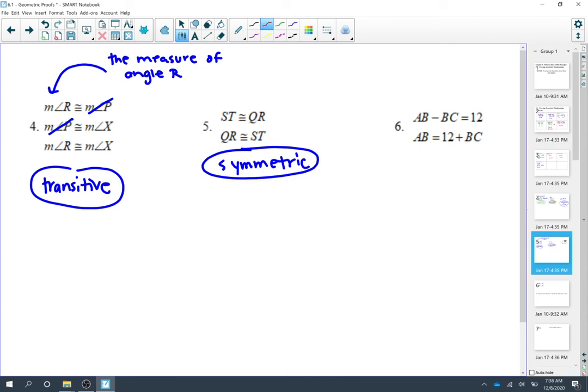Number 6, AB minus BC equals 12. So AB equals 12 plus BC. This is your addition property of equality. Because here you're just going to add the BC. So you would add the BC, which would get you 12 plus BC. And then it would get rid of it from that side of your equation.